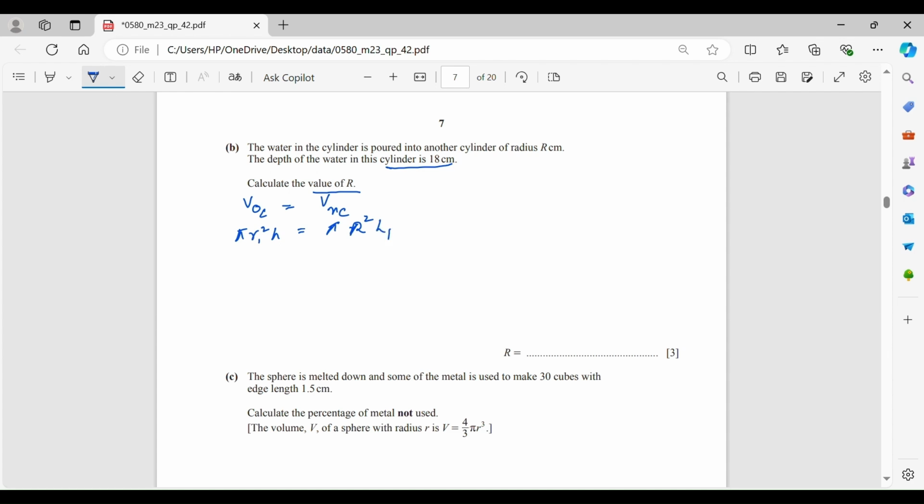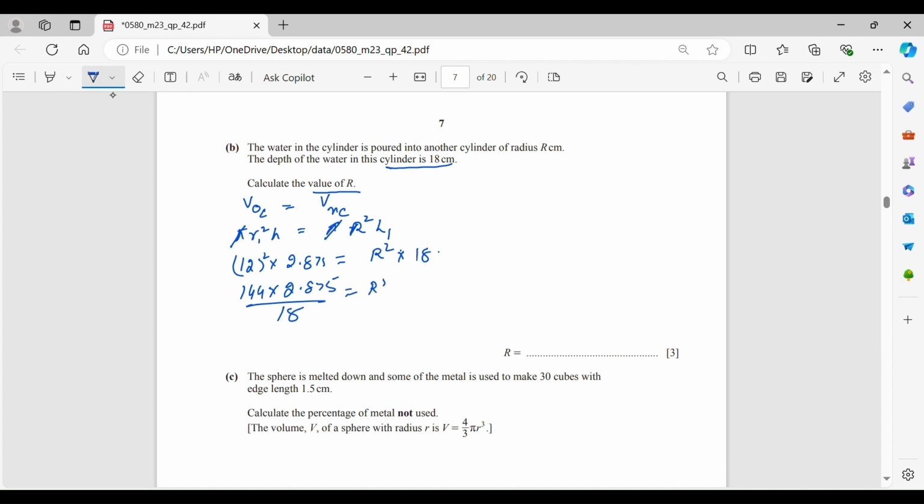So we can remove pi from both sides. This is 12 square into the height, which is 2.875. This is equal to r square into height 18, into 18. This is 144 into 2.875 divided by 18, which is equal to r square.